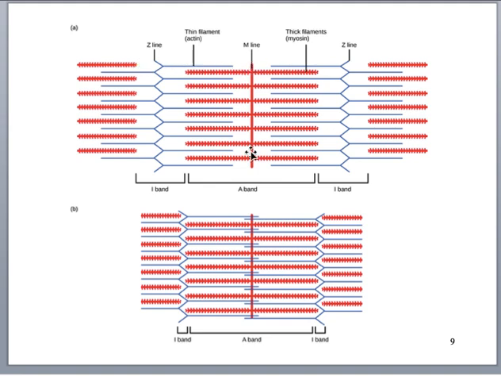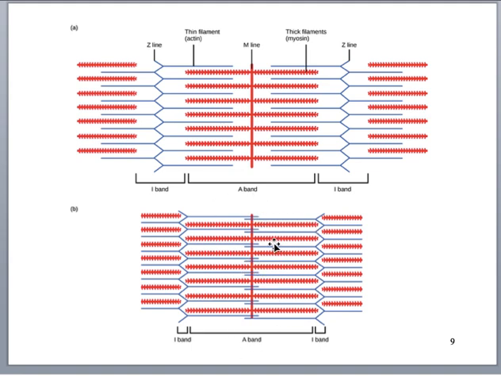If you look right here, you don't see an H zone, you don't see I bands, or you see very, very little I band. The bulk of this sarcomere is now an A band, because remember the A band is overlapping thick and thin filaments, overlapping actin and myosin. This whole sarcomere is overlapping actin and myosin, so if it looks like it's all A band, then it's contracted.